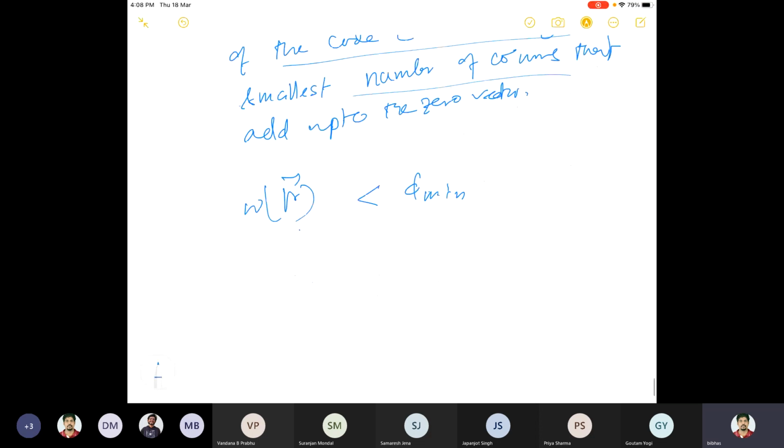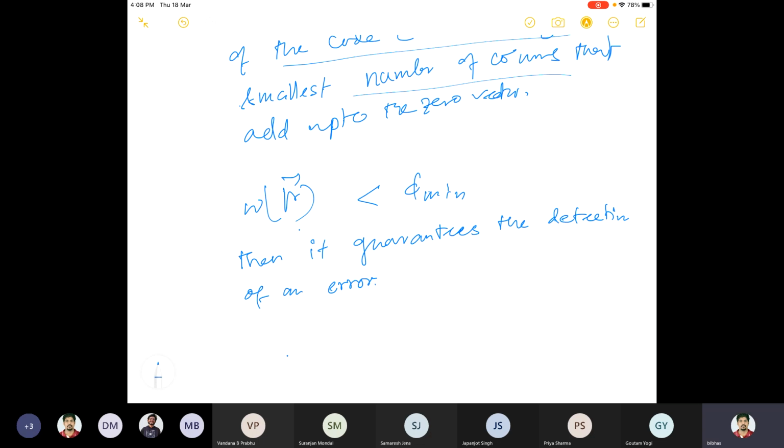So yeah, if this is the case, then it guarantees the detection of an error, or it tells us how many errors you can detect.